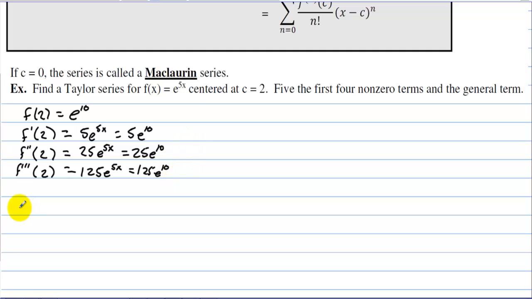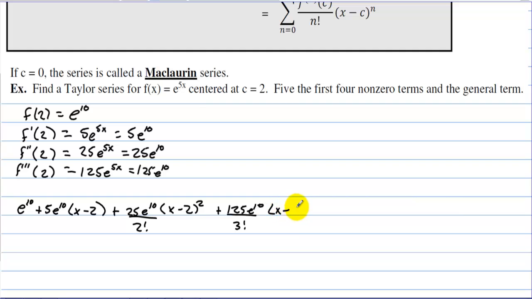The series is going to be e to the 10th plus 5e to the 10th times (x minus 2), and then plus 25e to the 10th times (x minus 2) squared, and that's going to be over 2 factorial, and then finally plus 125e to the 10th over 3 factorial times (x minus 2) to the third.